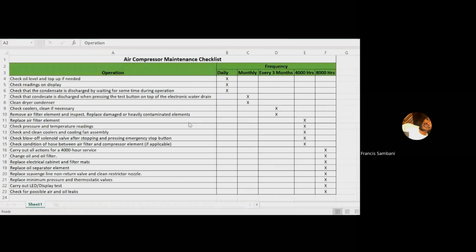So there are a lot of things, like when do you change your oil and the oil filter, and also the oil separator cartridge. For this one, it will let you change those at 8,000 hours. There are a lot of tasks that I won't go through because of time, but this is typically what an air compressor maintenance checklist would look like.